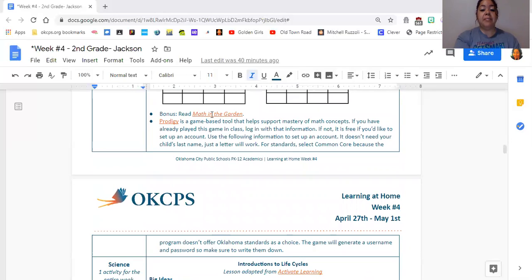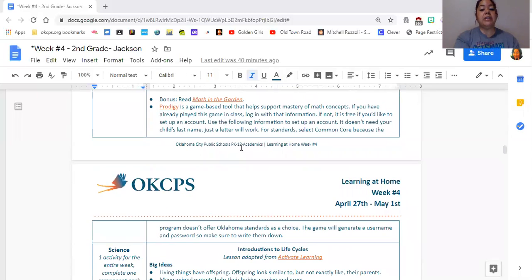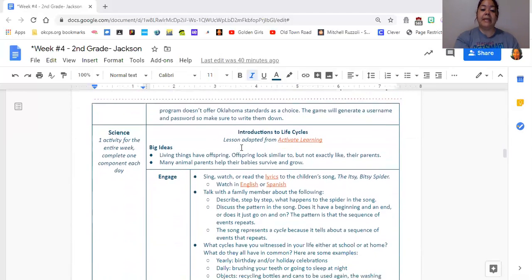And then there is a book, Math in the Garden, that you will need to access through your Clever account for benchmark literacy. That is a math book that you can listen to and read. Prodigy is also always a choice in math.